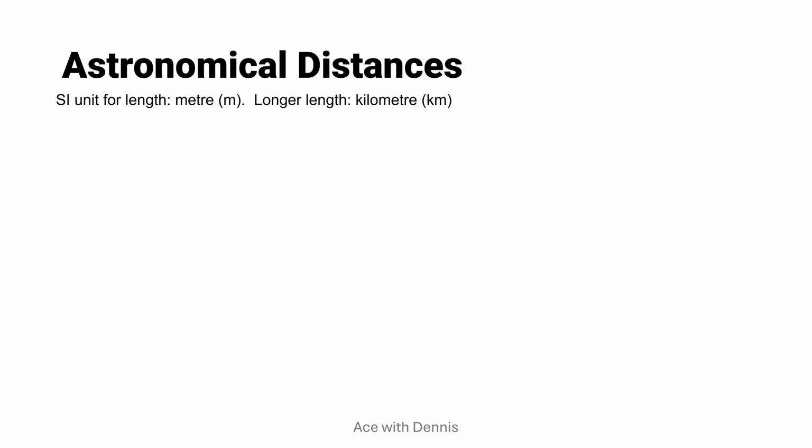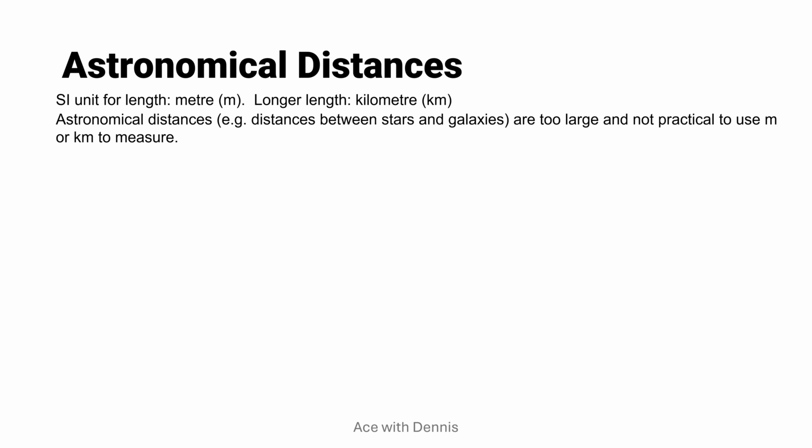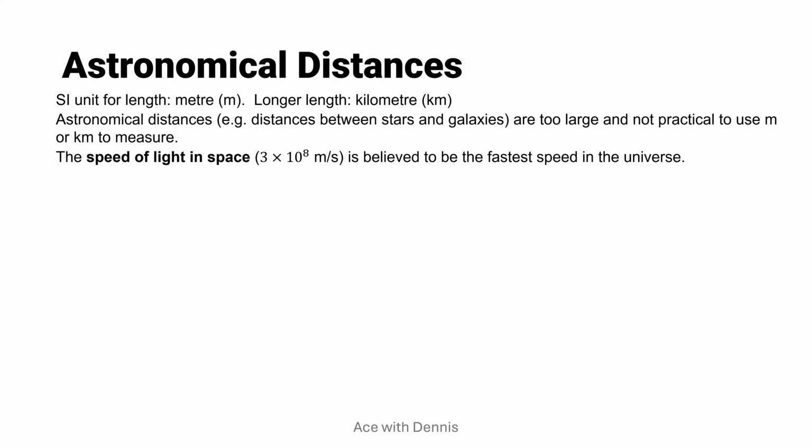For longer length, we usually use kilometers. For astronomical distances, for example, distance between stars and galaxies, are too large and not practical to use meters or even kilometers to measure. The speed of light in space, which is 3 times 10 to the power 8 meters per second, is believed to be the fastest speed in the universe, and nothing can travel beyond that limit.